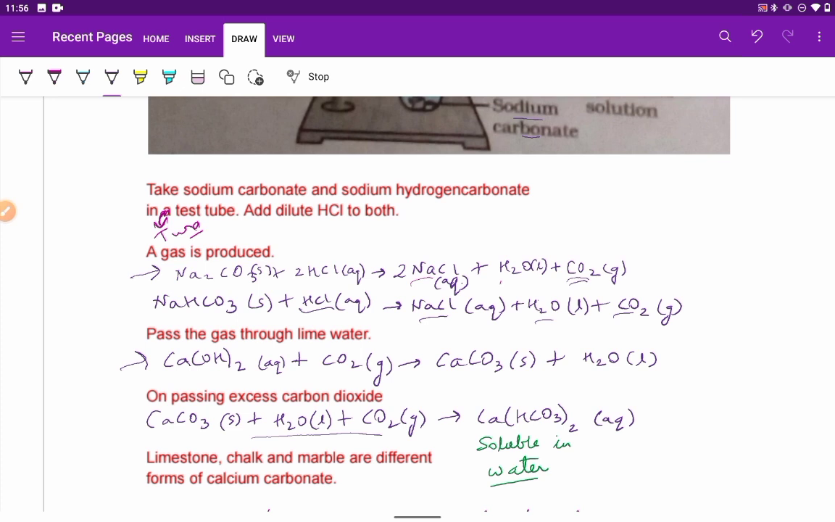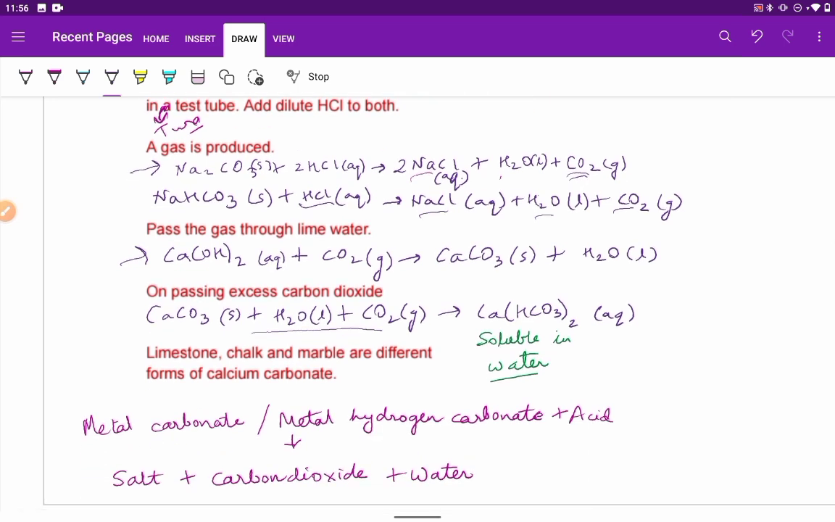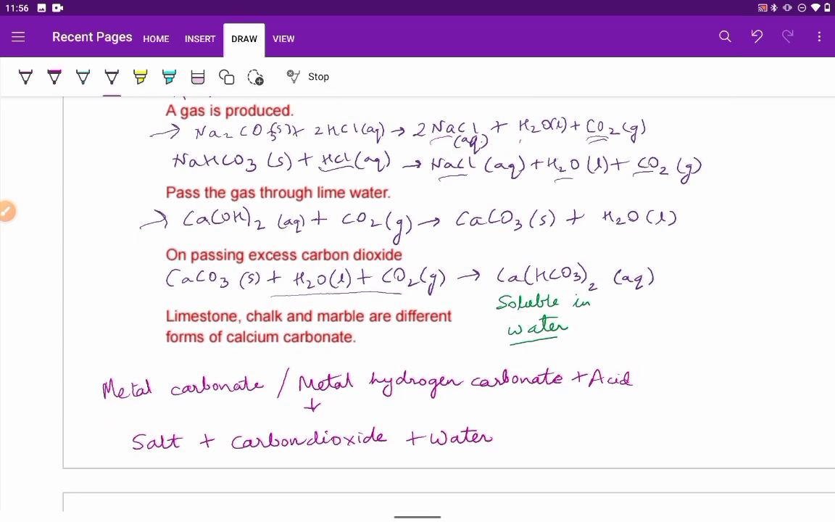Now we can say that limestone, chalk and marble are different forms of calcium carbonate. And we can sum up the reaction between metal carbonate or metal hydrogen carbonate and acid as: metal carbonate or metal hydrogen carbonate plus acid will give salt plus carbon dioxide plus water. So CO2 will be given out. This CO2 is tested with the help of Ca(OH)2, when the lime water turns milky.